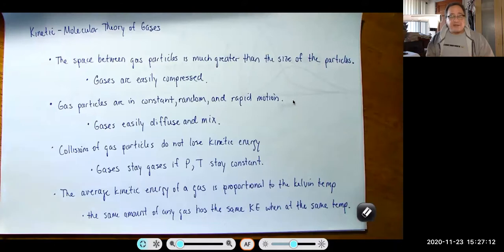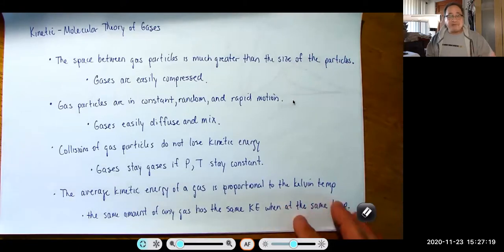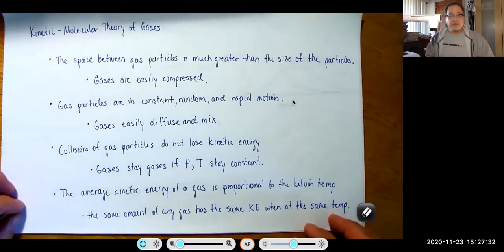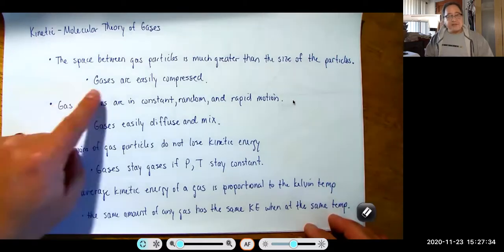So what's in that space, you might think? Is air in that space? And the answer is no, nothing is in that space. So you could consider it to be a vacuum. So gases are mostly empty space. So what happens if you take those particles and squeeze them together more closely? It's an easy thing to do because there's space between the molecules. So therefore, gases are easily compressed.